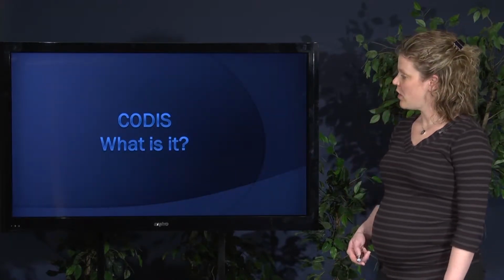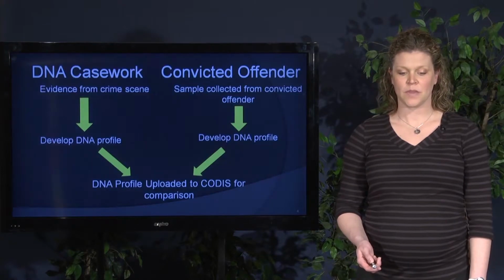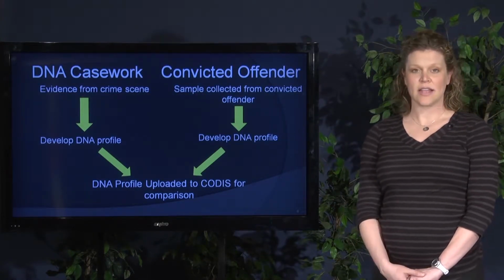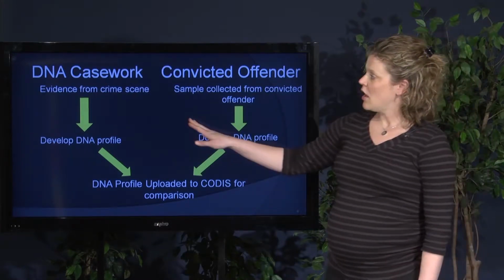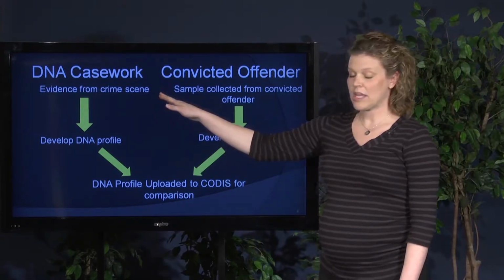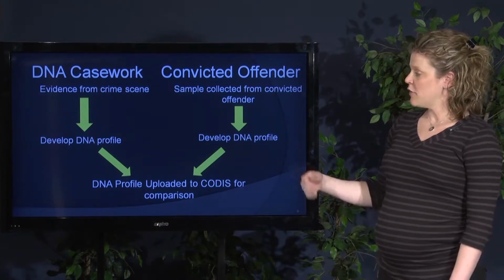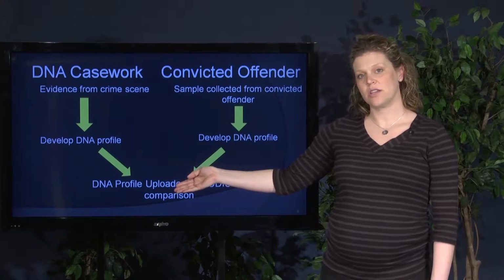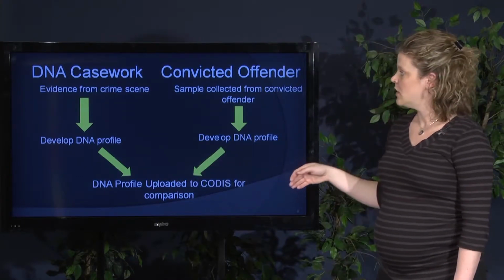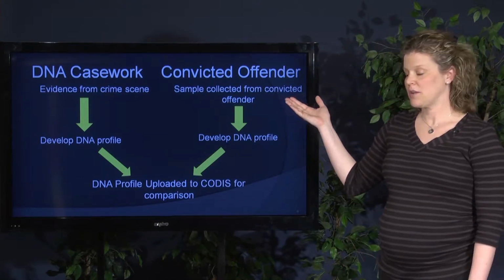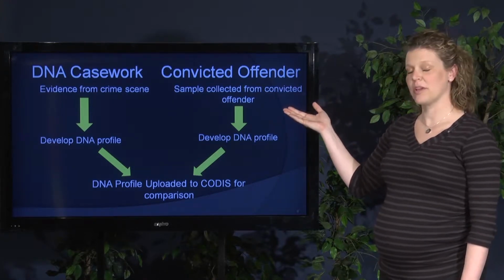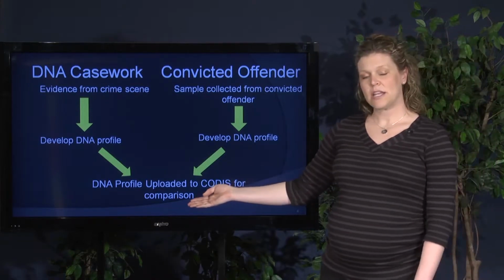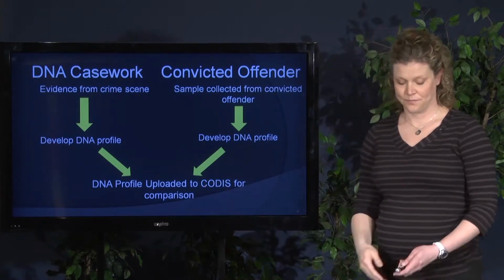All right, let's start with CODIS. What is CODIS? Well, first, let's talk about what DNA does at the lab. First, we start with our DNA casework section. We get evidence from a crime scene. From that evidence, we develop a DNA profile, and that DNA profile gets loaded into CODIS, the database. We also have the convicted offender section. We collect a sample from a convicted offender, we develop a DNA profile, and we load that DNA profile into CODIS.